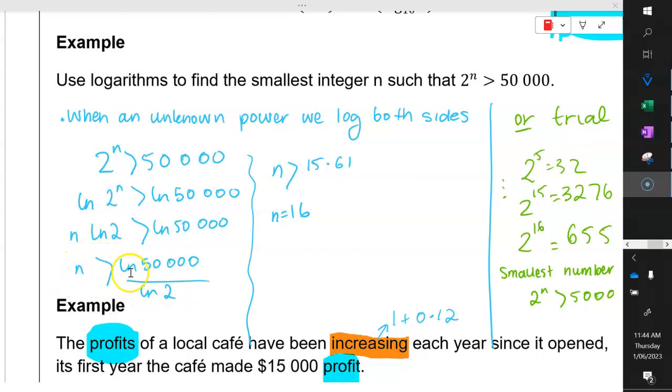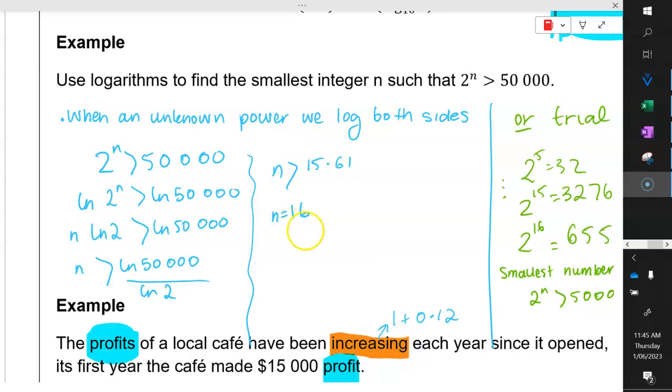So I've got n is greater than log 50,000 divided by log 2. Now they're natural logs, you can pop those in your calculator, and you'll end up with n is greater than 15.61. The question said the smallest integer. We need a whole number. So the next whole number that's bigger than 15.61 is 16. So that's one way to do that.